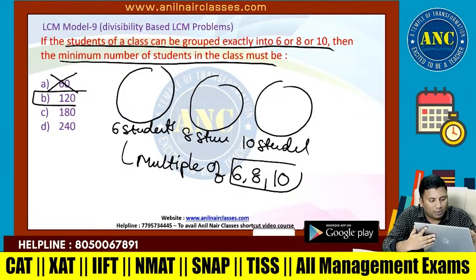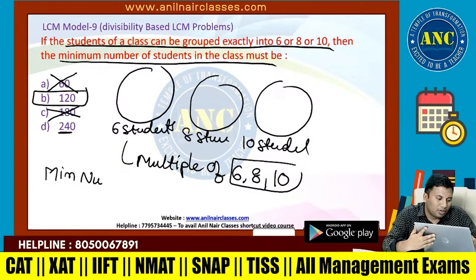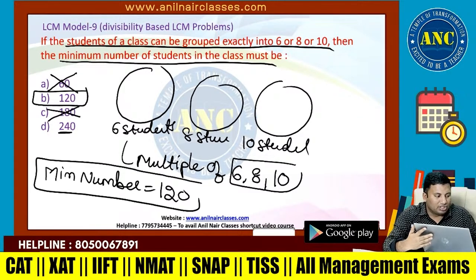120 is a multiple of 6, 8 and 10. 180 is not a multiple of 8. 240 is a multiple, but the minimum number is 120. You will learn a lot of concepts in today's class, sir. This is just the beginning.